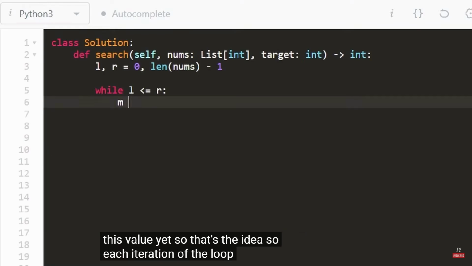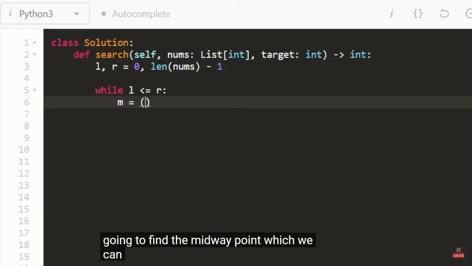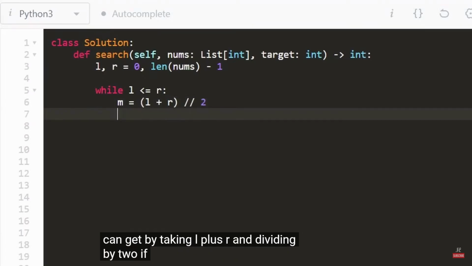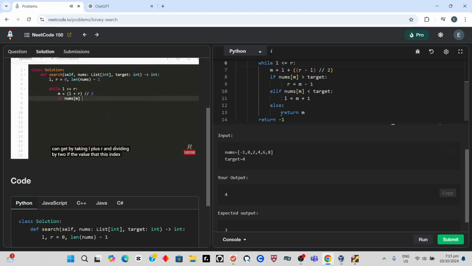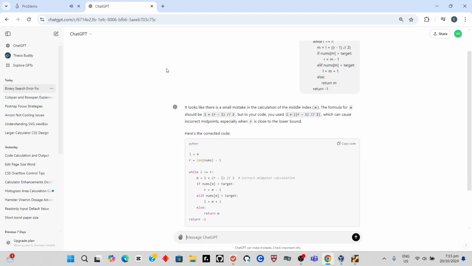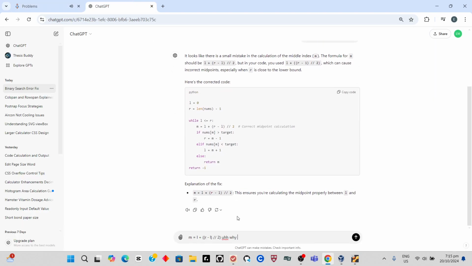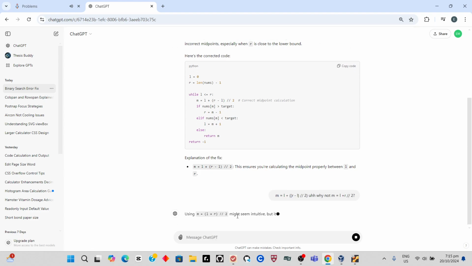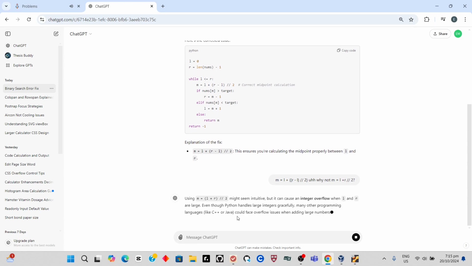So each iteration of the loop, we're just going to find the midway point, which we can get by taking L plus R and dividing by 2. If the value at this index is greater than the target, then we want to look at all values to the left of it. So we're going to take our right pointer and set it to m minus 1. We're basically shrinking our criteria. And in the other case, else if that num is smaller than our target, then we're going to do the opposite. We're going to set left equal to mid plus 1, just like in the drawing explanation.